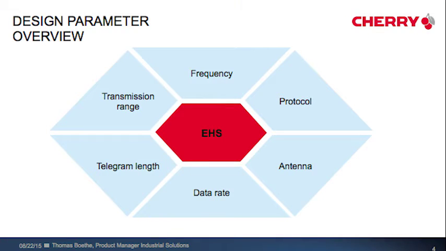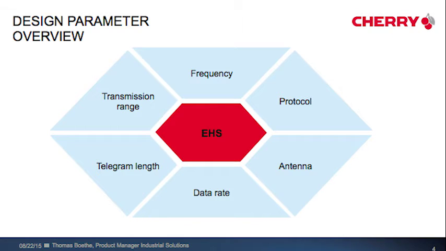In a later part I will give you some information about the interferences to an RF system and how we can avoid such interferences, and at the end a short overview of all the approvals, because you need special approvals for RF systems in every country of the world, and I give you an overview of the most important ones.